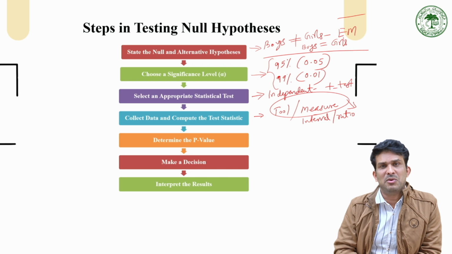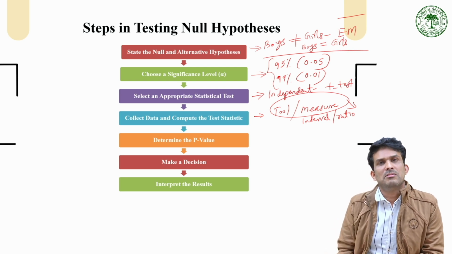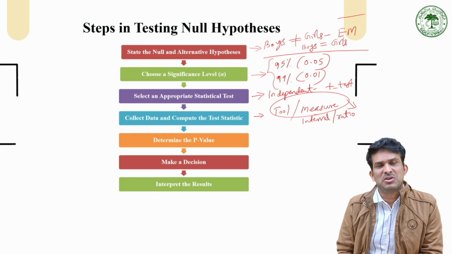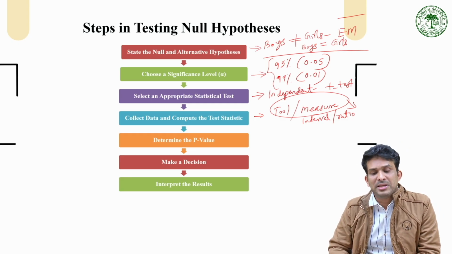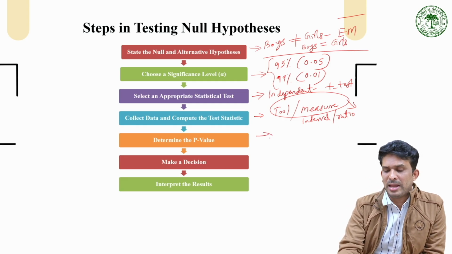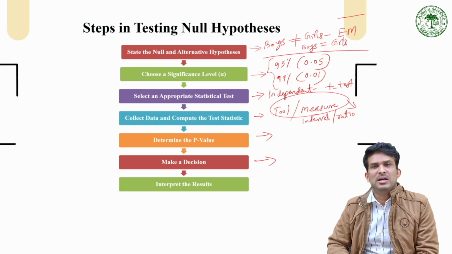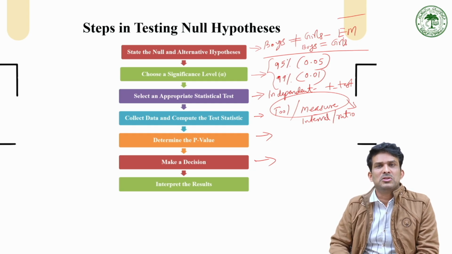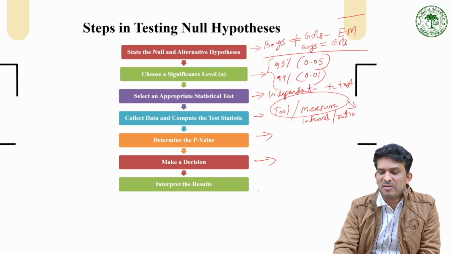Determine the p-value. What is the satisfied level? We have already mentioned the value, that is the 95% confidence limit and the 99% confidence limit. Here we find out the statistical value for that specific test. Based on that, you make a decision whether the null hypothesis is rejected or failed to reject. Then we are interpreting the result.